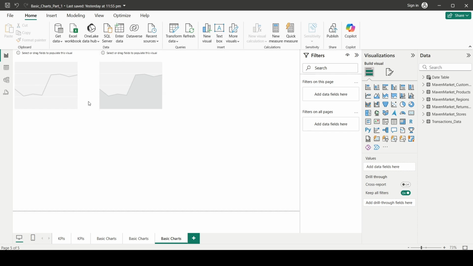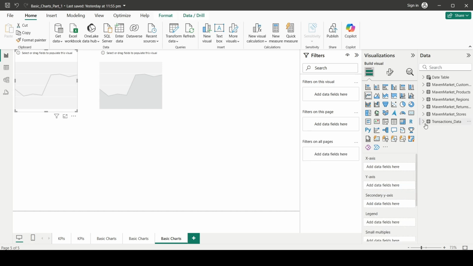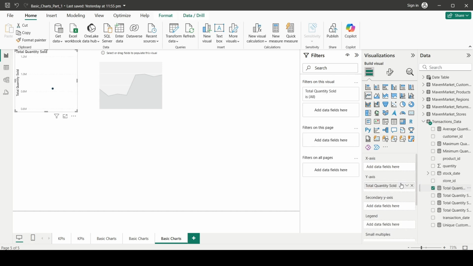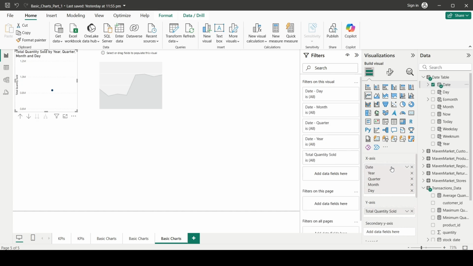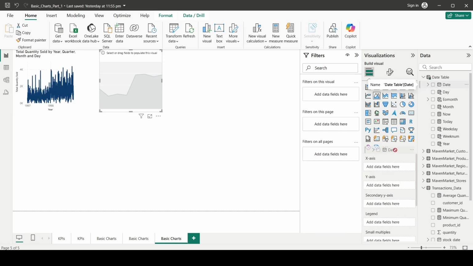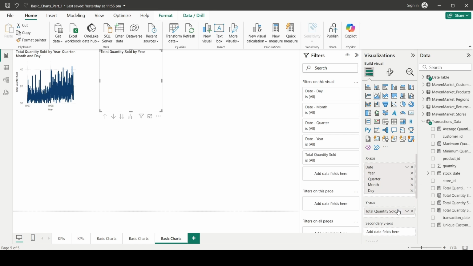Let's say for our example, we want to analyze total quantity sold over time, which includes year, quarter, month, and day. To do so, click on line chart, take total quantity sold on Y-axis, and take date on X-axis. Now click on area chart, take date on X-axis, total quantity sold on Y-axis. Let's organize the charts properly.